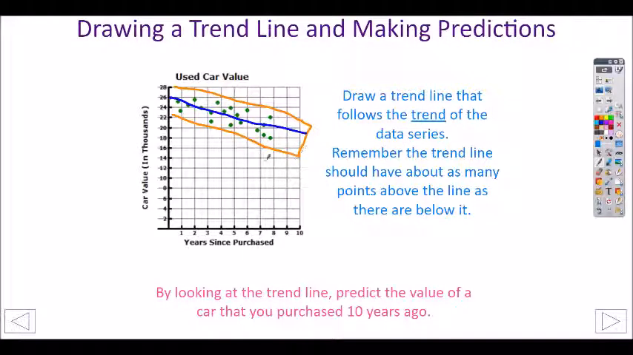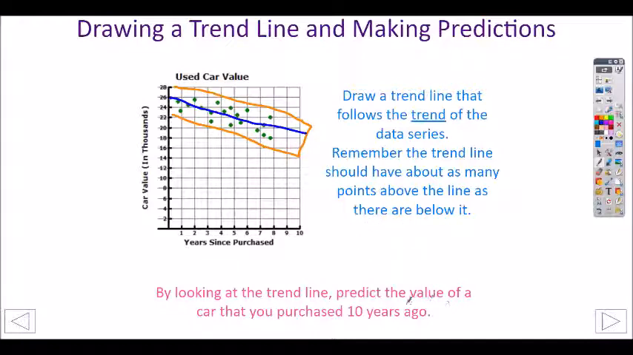Notice my trend line isn't perfectly straight. It doesn't necessarily have to be. The main goal, again, is that we're splitting the data right down the middle. And you'll notice that I went through a couple of dots, and I have about 1, 2, 3, 4, 5, 6 dots on top, and 1, 2, 3, 4, 5, 6, 7 dots on bottom. So it's pretty close. Now that I've drawn my trend line, I'm going to make a prediction.